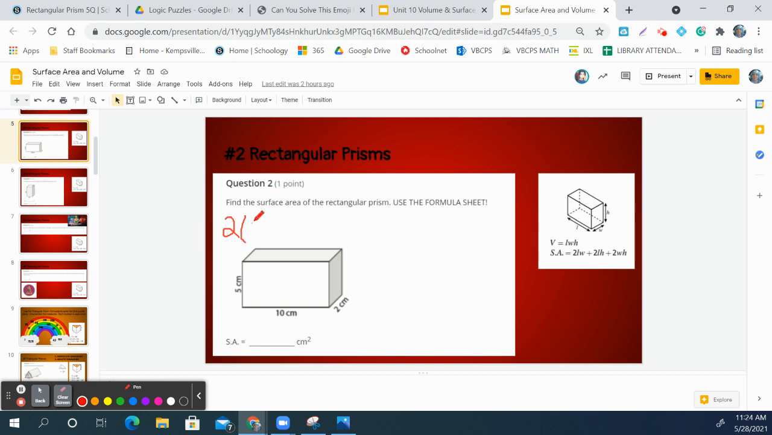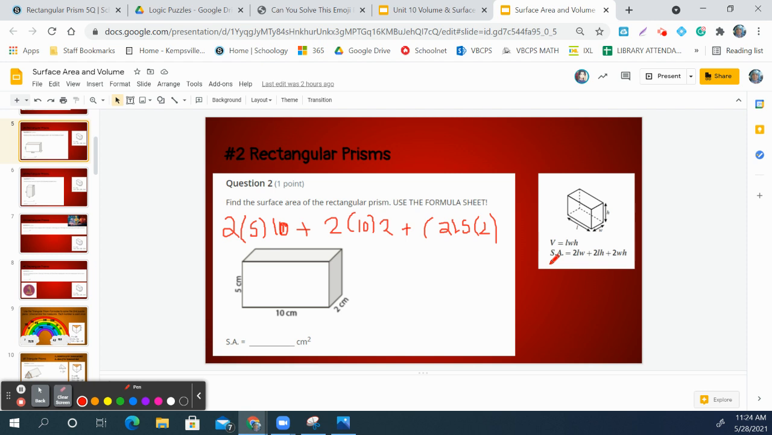So if you do 2 times 5 times 10, right, that's a 10. And then plus 2 times 10 times 2. And then plus 2 times 5 times 2. My parentheses are a little weird, but it shouldn't matter. 2 times 5 times 10 plus 2 times 10 times 2 plus 2 times 5 times 2.